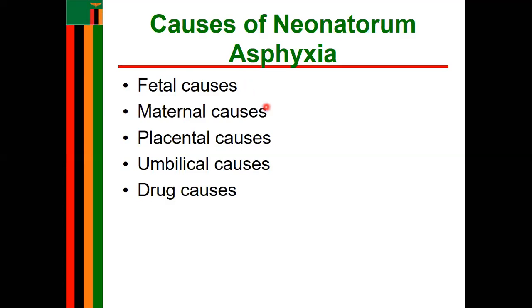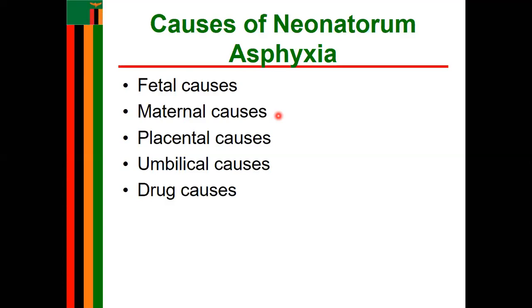Then when it comes to maternal causes, this is mainly related to deficiency in oxygen supply to the mother. For example, where the mother has severe anemia, hypertension, cardiac disease, or pulmonary tuberculosis. These conditions will result in reduced oxygen supply to the mother, meaning even the baby will receive less oxygen, and this may result in neonatal asphyxia.